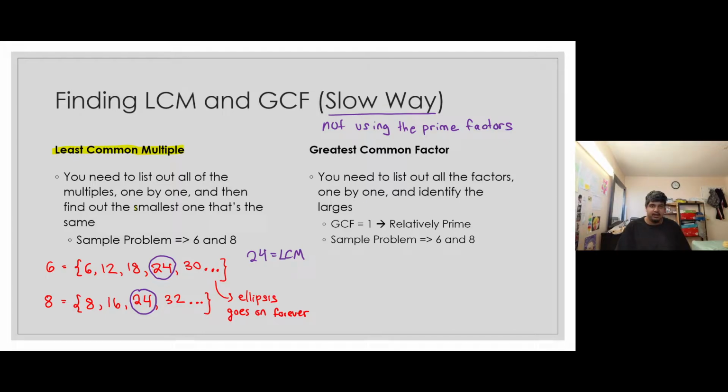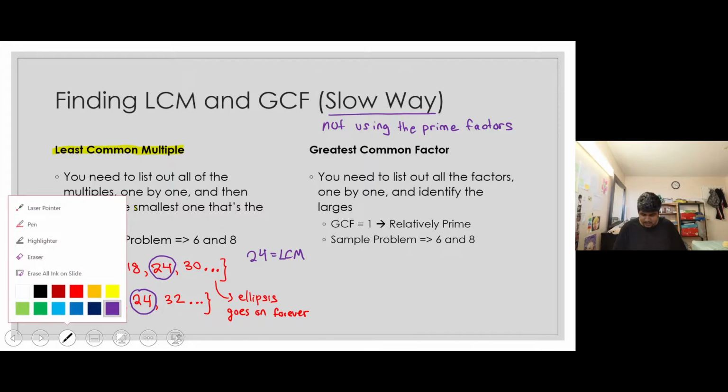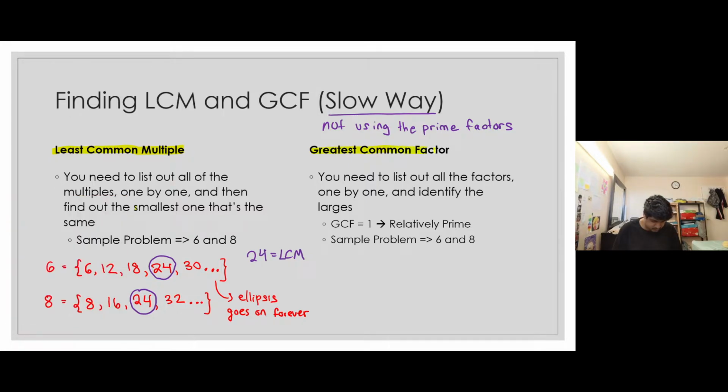Now, the second key concept today we're going to talk about is called the greatest common factor. Let's go ahead and highlight that. And the greatest common factor is a situation where we look at the factors. So this is the multiples over here. We did the multiples. So now we're going to do the factors over here. And we're going to then find what the biggest factor is between the two factor sets, right?